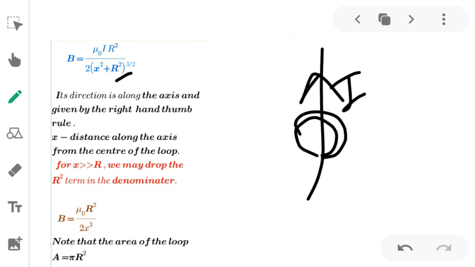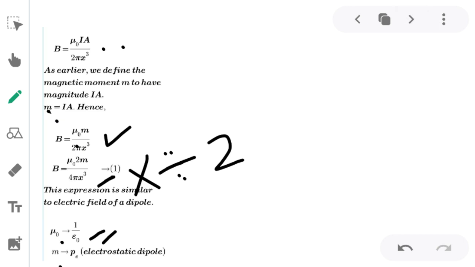Here x is the distance along the axis from the center of the loop, where x is much greater than r. We may drop r square from the above equation. So what it becomes is mu naught I r square by 2 x cube. Only from the denominator we neglect this term, because we want r square to consider the area.